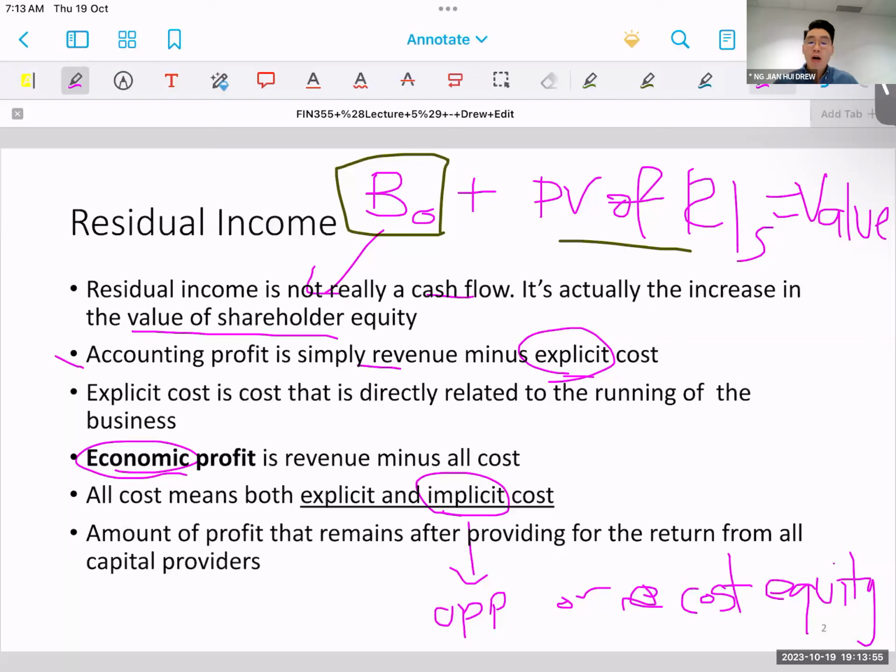Now, how about the cost of equity? Is cost of equity reflected in your accounting profits already? No? Okay. We have a no here. Yeah. Okay. So I think all of you caught what I said earlier as well.